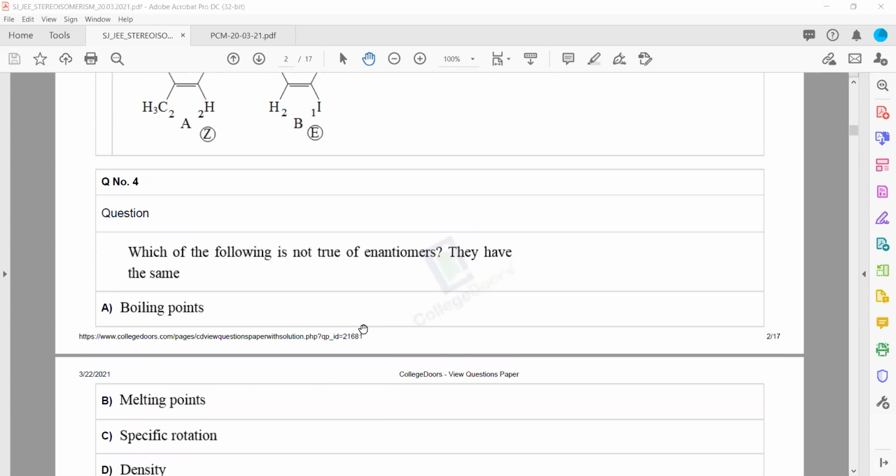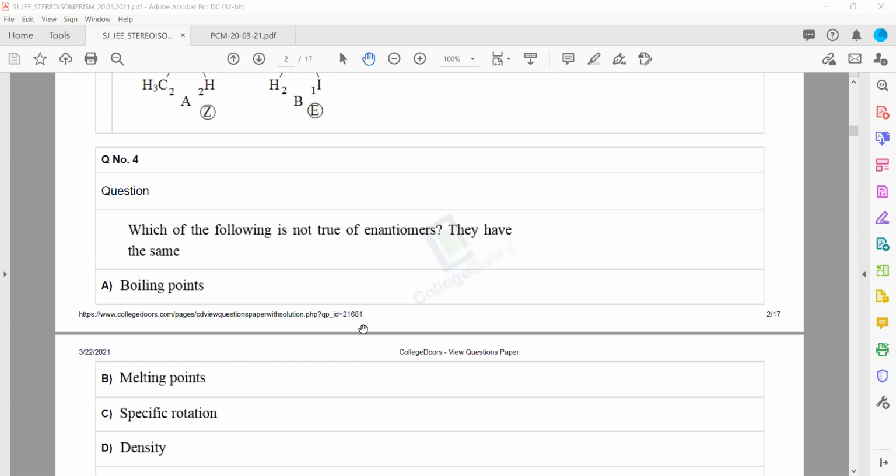Next, which of the following is not true of enantiomers? They have the same physical properties. They have the same chemical properties. In fact, they don't have the same optical properties. In short, enantiomers differ only in optical properties, that is, specific rotation. So the question asks which is not true. They have the same boiling point, yes, melting point, yes, density, yes, but they don't have the same specific rotation. So the answer is option C.